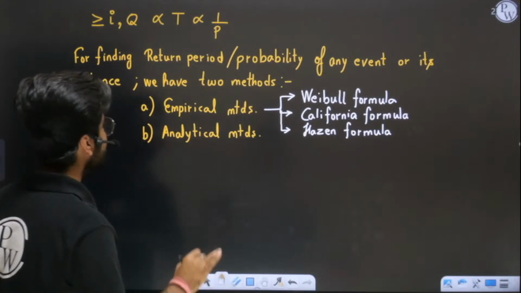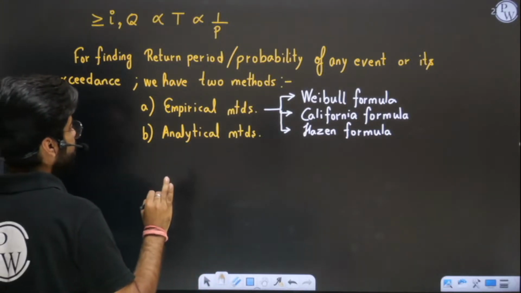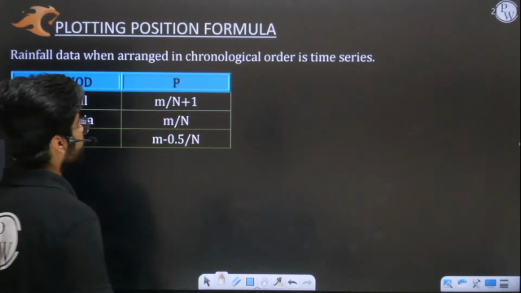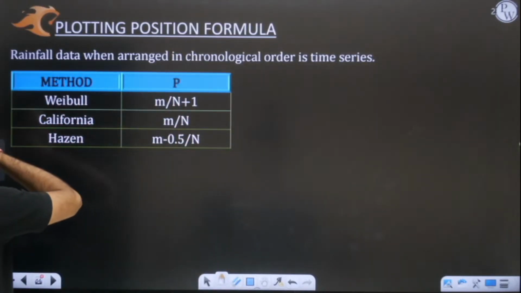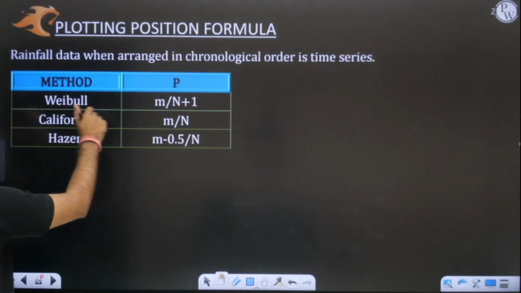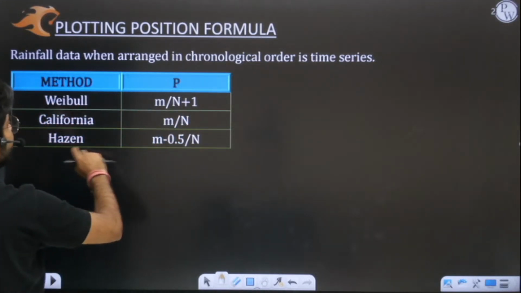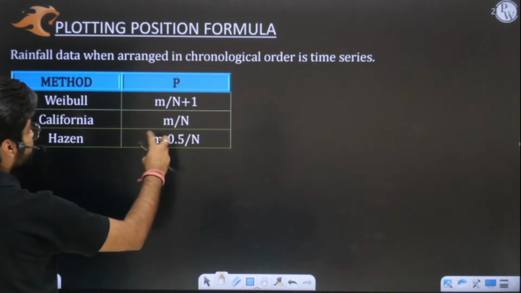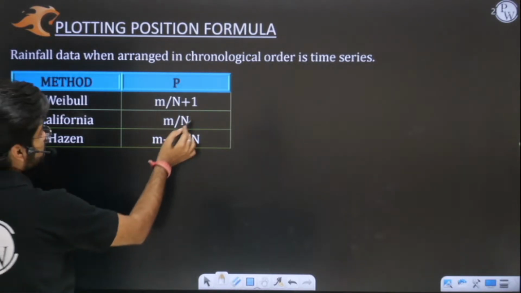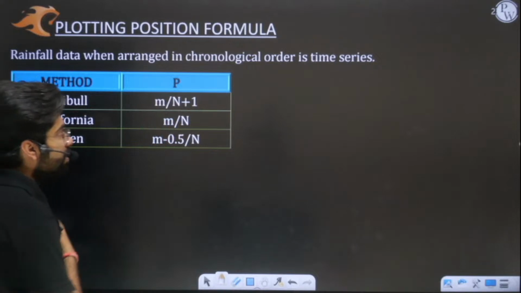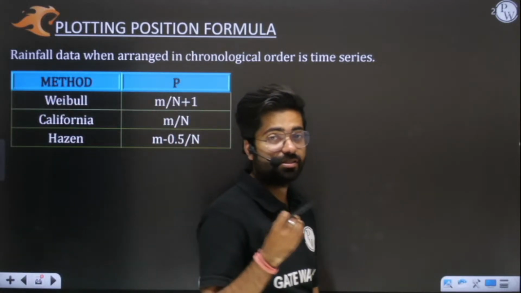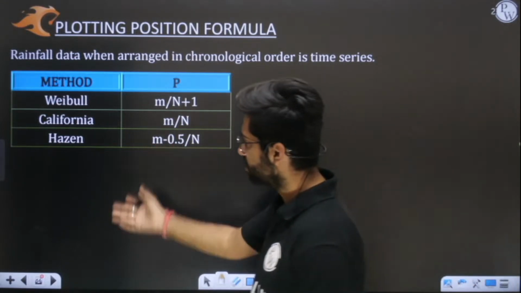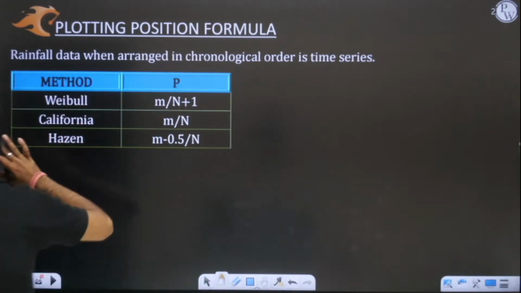So listen very carefully. Sir, how exactly are we going to use these formulas? First let us check the three formulas, which are written here. Weibull formula is m upon n plus 1, California formula is m upon n, and Hazen formula is m minus 0.5 upon n. These are the formulas for probability which these scientists have given. Weibull, California, Hazen are the names of scientists. Many others are also there, but these three are important.